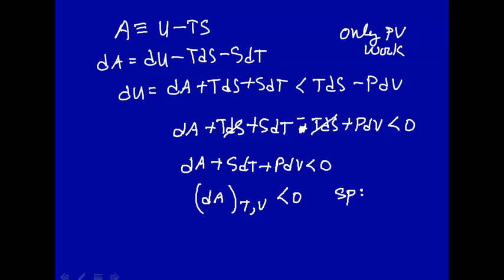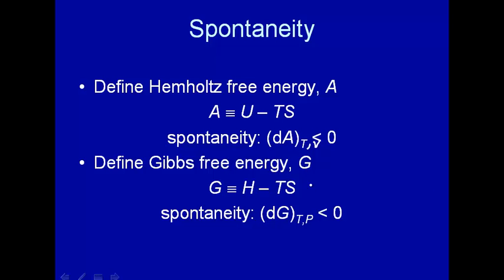spontaneous process. So if you want something that's occurring at constant temperature and volume, and you want to see whether it actually occurs, goes forward in time, calculate the Helmholtz free energy and see whether that is less than 0. If the Helmholtz free energy decreases with this process, then the process will occur spontaneously. Just to touch base here, there we go: temperature, volume.